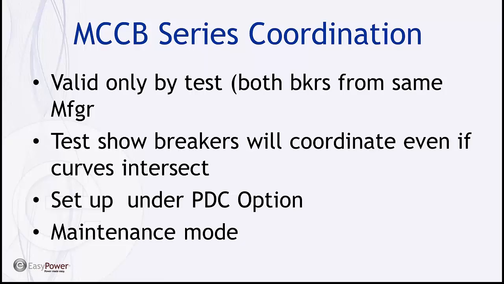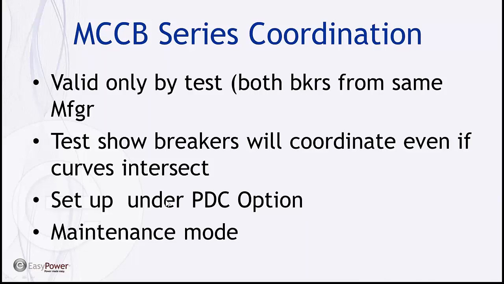It turns out though in some cases there is ability to coordinate breakers if it's been confirmed by testing, and this generally pretty much guarantees that to be able to invoke this you have to have both breakers, the upstream and the downstream breaker, manufactured by the same manufacturer. For the most part, people don't test other breaker manufacturers' product with their devices. So what tests are showing is that the breakers will be able to coordinate even if the curves intersect.